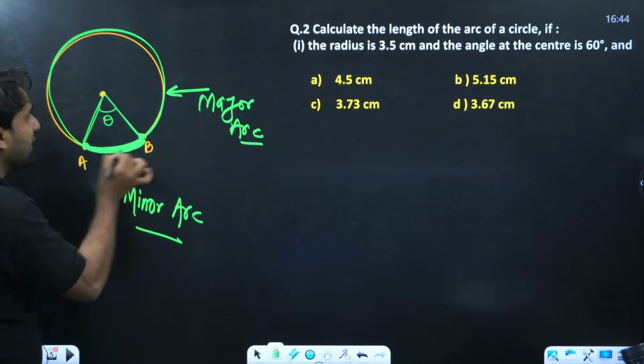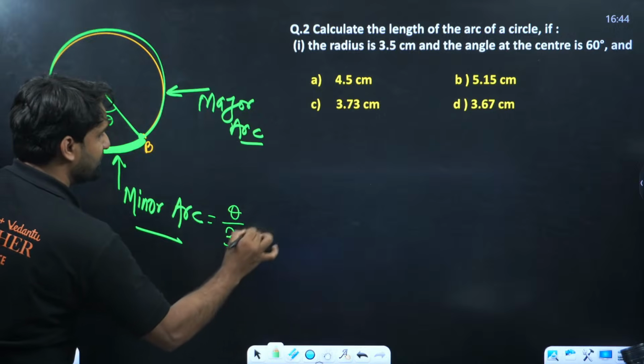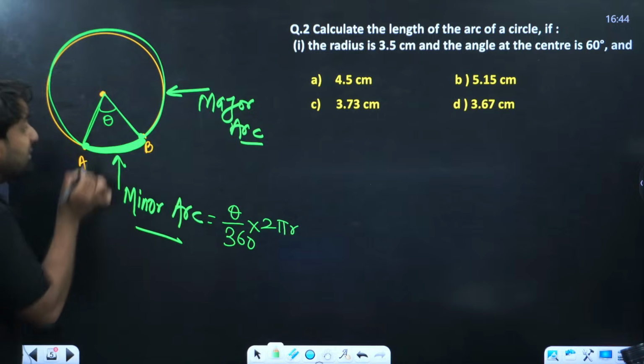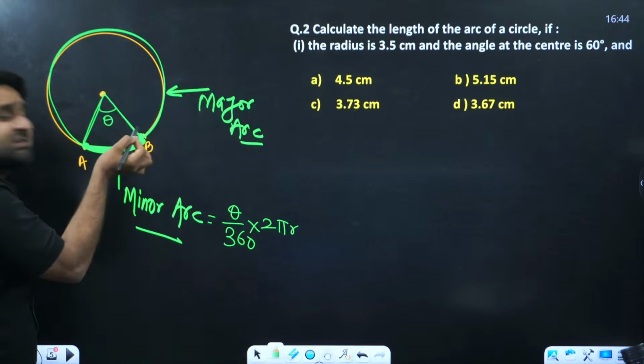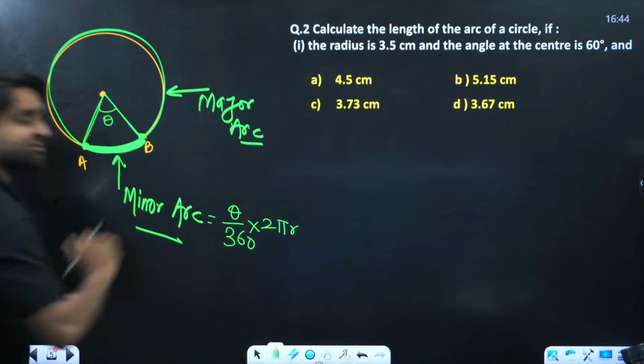Now to calculate the length of the minor arc, we have the formula theta by 360 into 2 pi r. Why am I taking 2 pi r? Because the length of the arc is related to the boundary, and we know the circumference of the circle is 2 pi r. So that's why we are taking theta by 360 into 2 pi r.